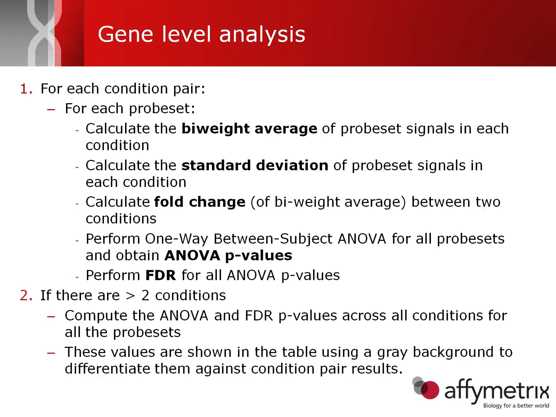In addition, if there are more than two conditions, three or more obviously, then we'll compute the ANOVA and FDR across all conditions for the probe sets, in addition to each of the pairwise conditions. The table will indicate the ones for the across-condition ANOVA p-values. We'll be using a gray background to differentiate them from the standard condition pair results.